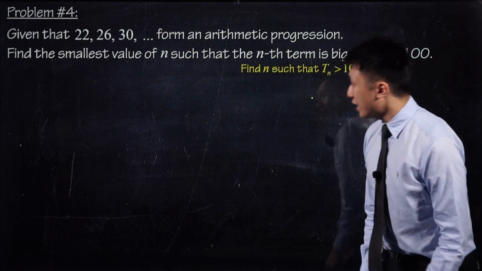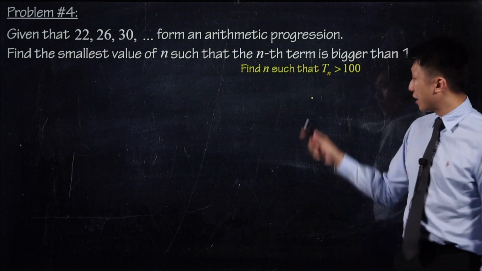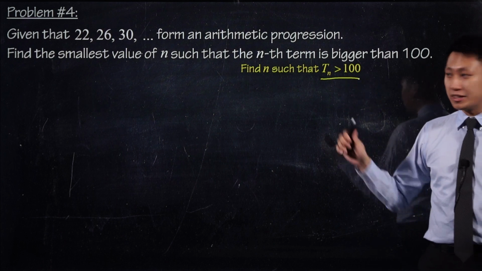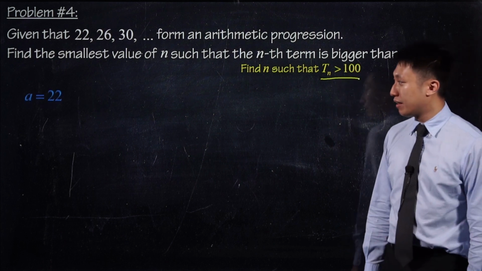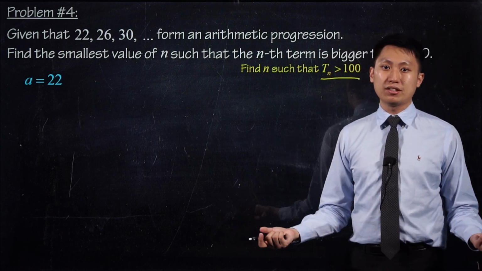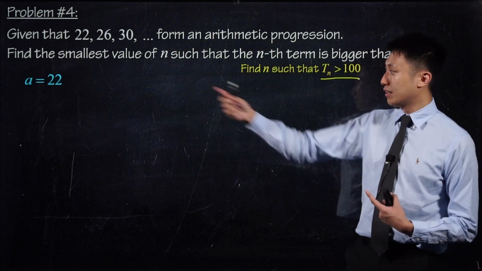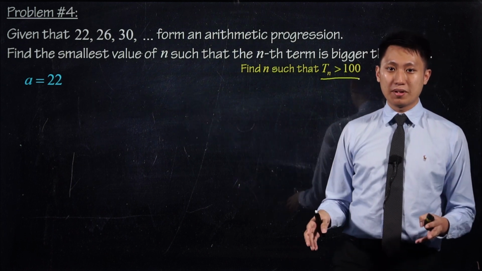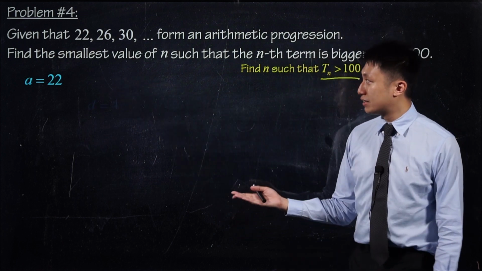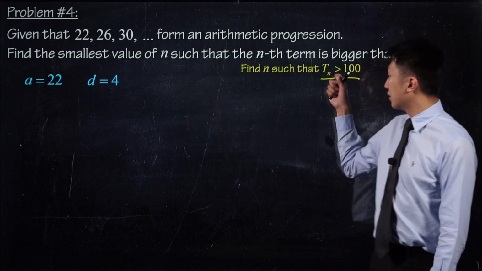So we want to find the smallest value such that this one is bigger than 100. This is the main point here, meaning that you are just going to use this thing. First of all, whenever you see an arithmetic progression or geometric progression, later on you'll learn it, the first thing you have to write is the information that has to be there. A and D. A is 22. D you can see is 4. So what you can do? You can write this out.